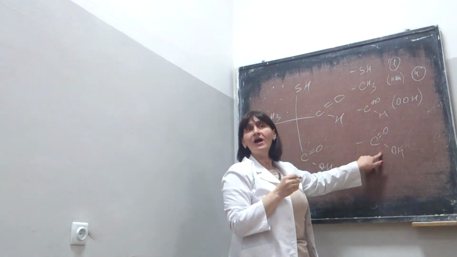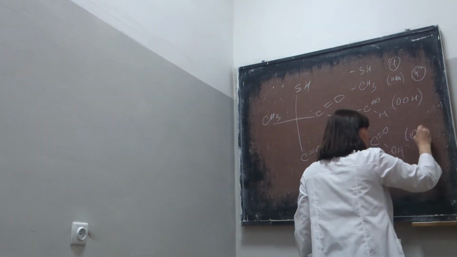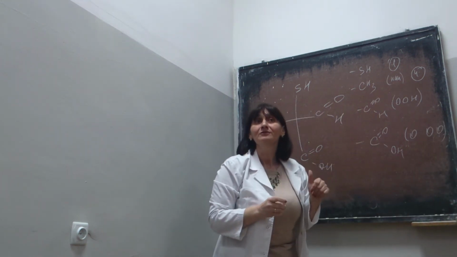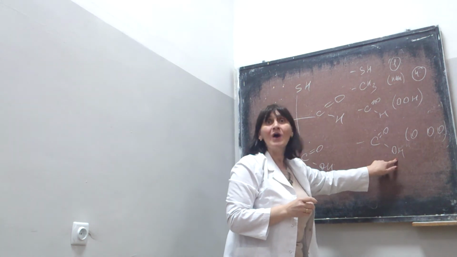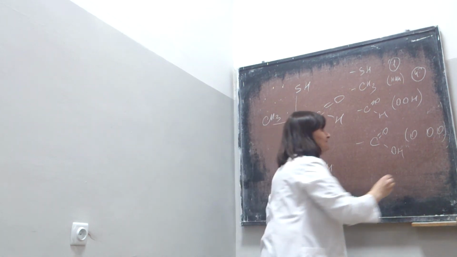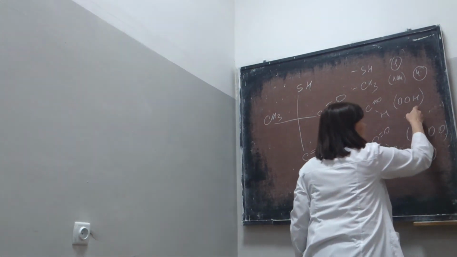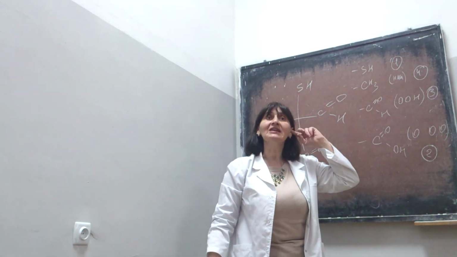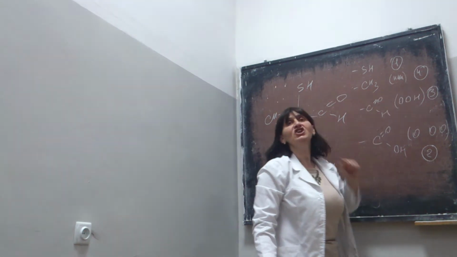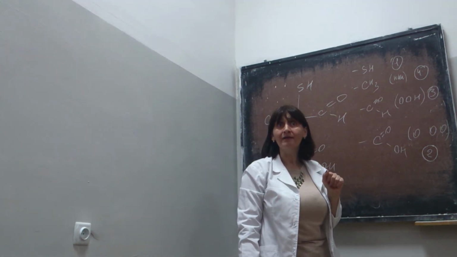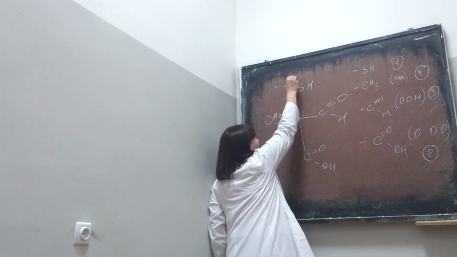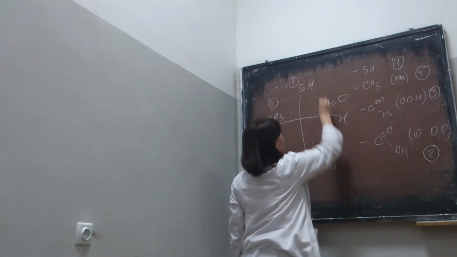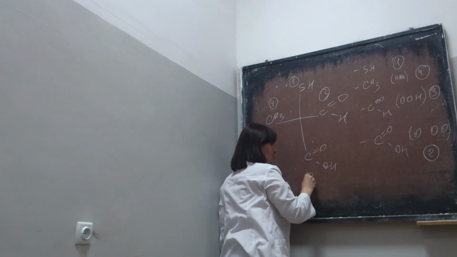Now what about this one? O, and O. So which is number 2? Third, last one. This one is number 3. Why? Because oxygen's atomic number is higher than H atom's atomic number. That's why. So let's write 1, 4. This is 3 and 2.